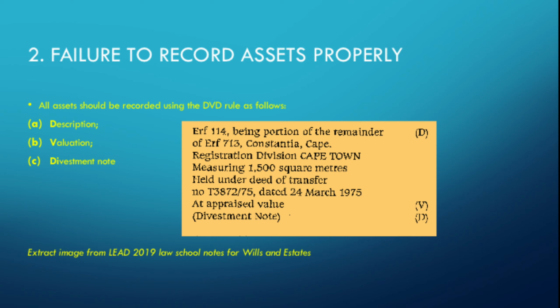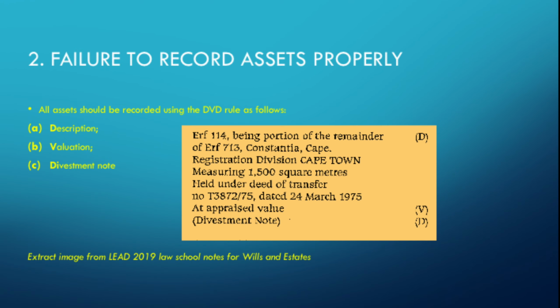This will be the value of the property in question; they say it is valued at this much. That is the valuation, that's number B. The C, the divestment note: who is entitled to this property? Is it in terms of the will? Is it in terms of the intestate succession rules? Or has it been sold? What is happening? That is what the divestment note must tell. Always remember, it is the DVD rule. You'll always get it right when you describe the assets.